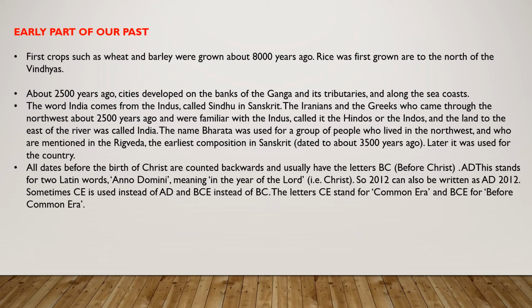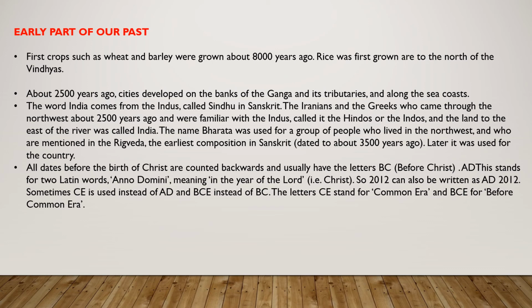All the dates before the birth of Christ, that is Jesus Christ, are counted backwards, right? They are counted backwards and usually have the letters BC, that is, before Christ. And this particular abbreviation AD stands for two Latin words, Anno Domini, meaning the year of the Lord. Which year? The year of the Lord, that is Christ.